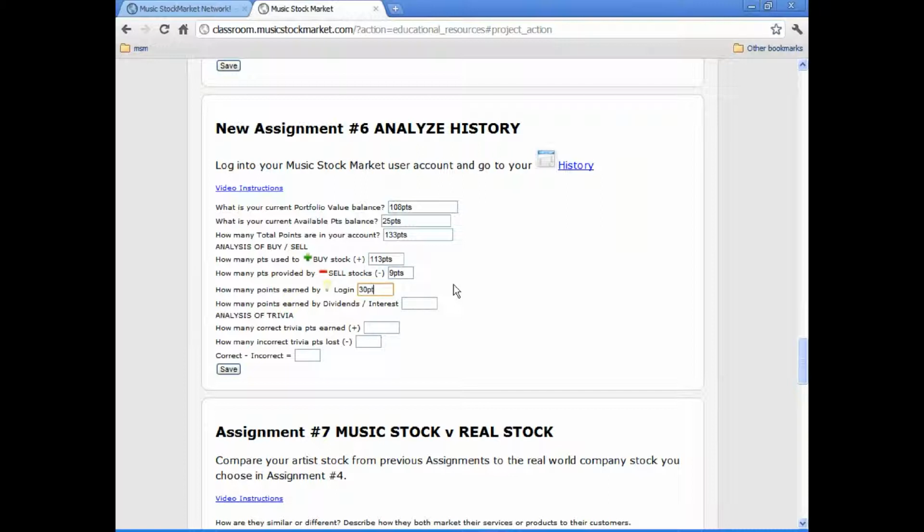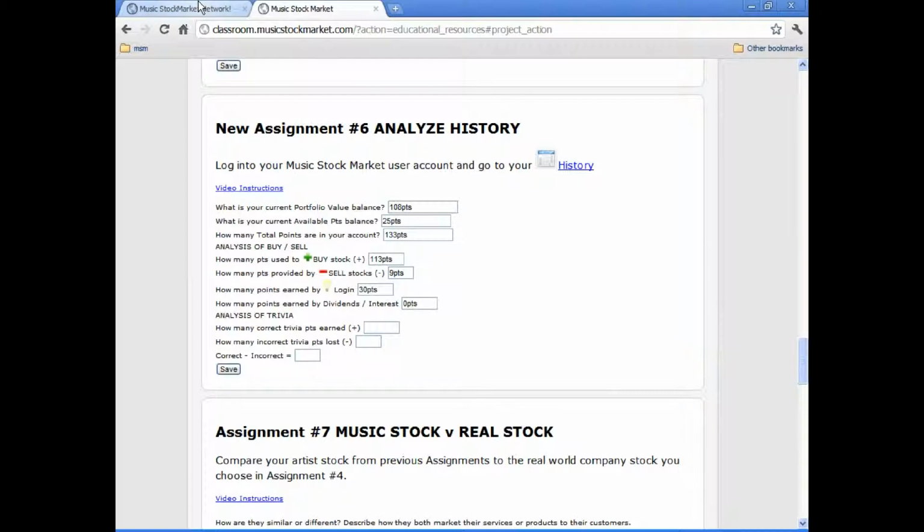From time to time, our investments in the music stock market will pay us dividends or interest. However, in our case at this time, we haven't earned either. So for this question, we're going to enter 0 points. And now finally, we will look at an analysis of trivia.